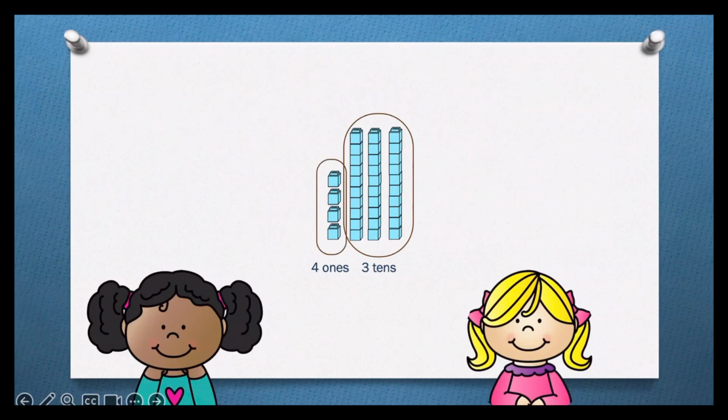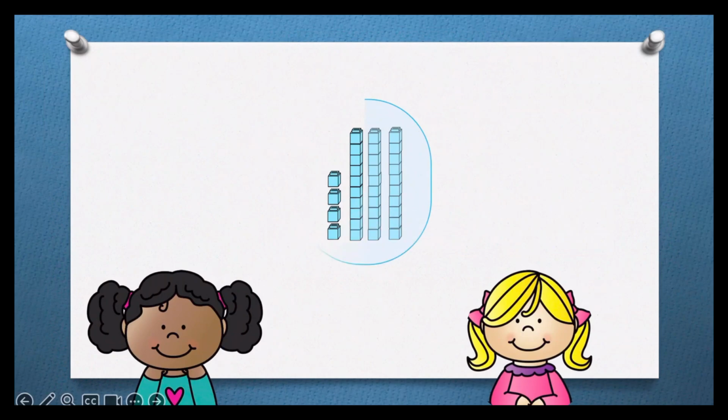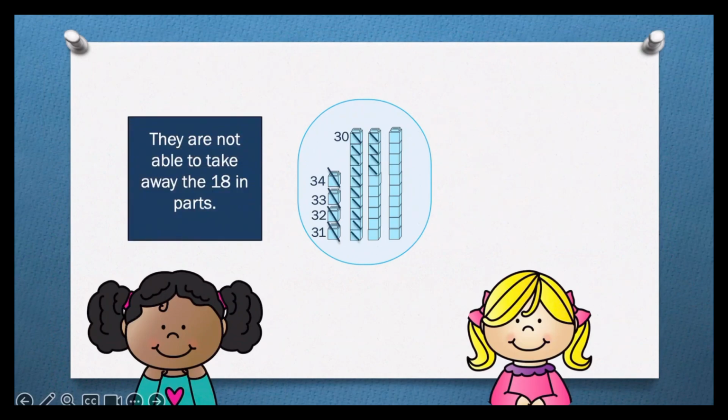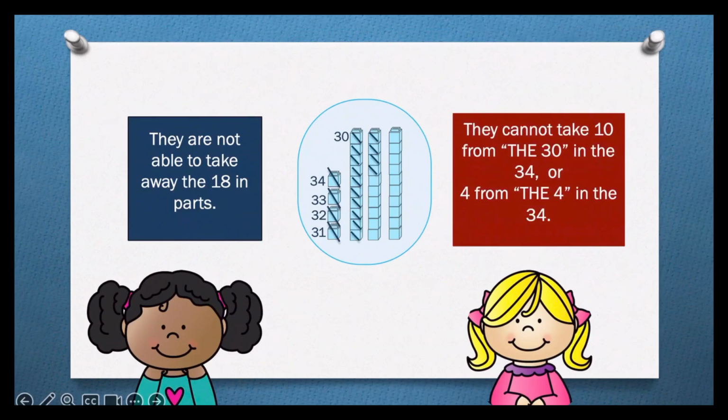Therefore, when they wanted to take away, they were taking away from 34. They took away the 34, the 33, the 32, the 31, the 30, etc. They were not able to think of taking away 18 in parts, such as to take away 10 from the 30 in the 34 and 4 from the 4 in the 34.